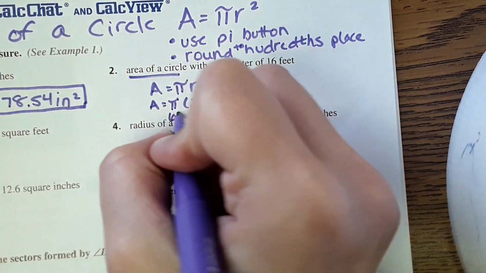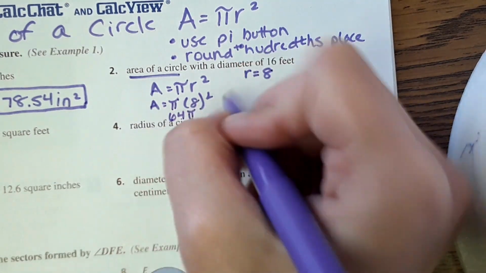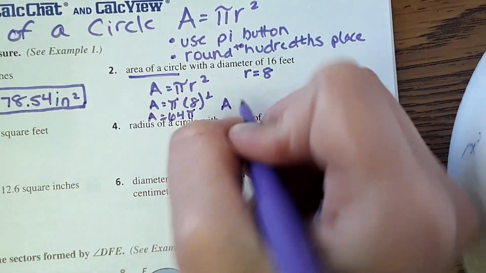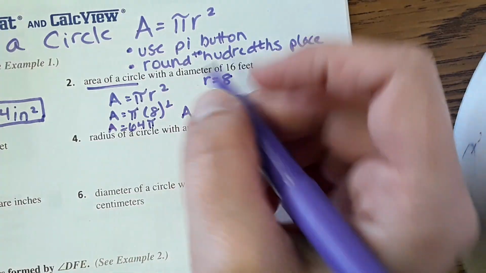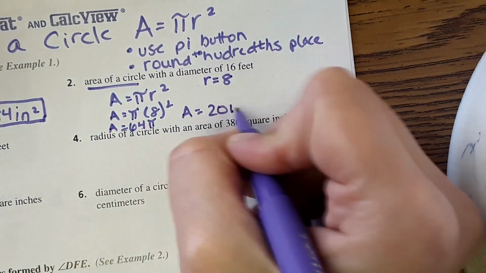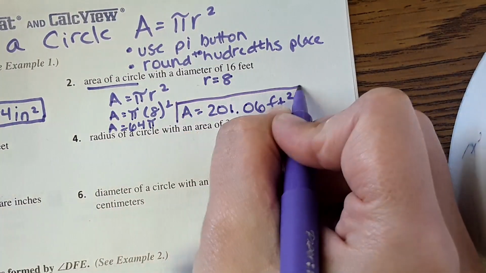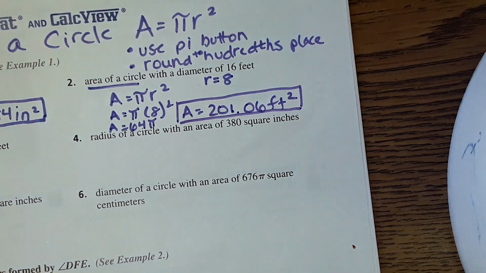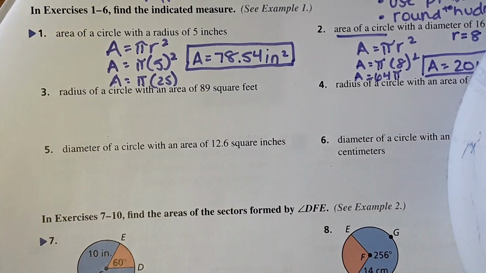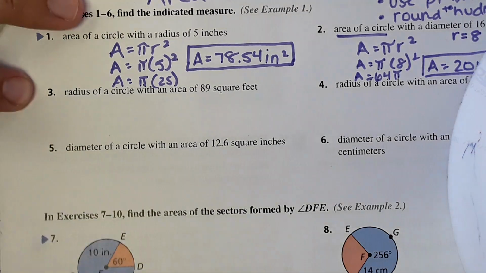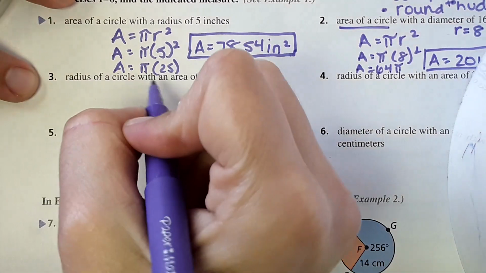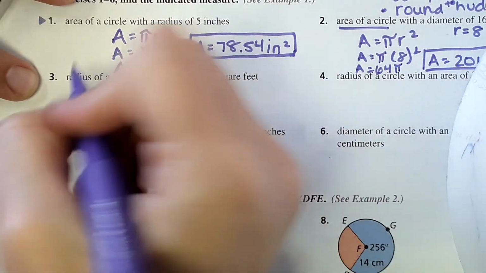Let's see, 64 times pi, and that would give us 201.06 feet squared. Okay, next. Number 3, now they want us to work backwards. Using the area equation, they want us to find radius. So, gives us the area, we're finding radius.